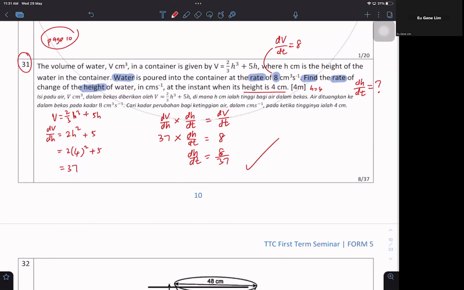Understand? So this is how you should approach a rate of change question. Understand? Always write down everything.